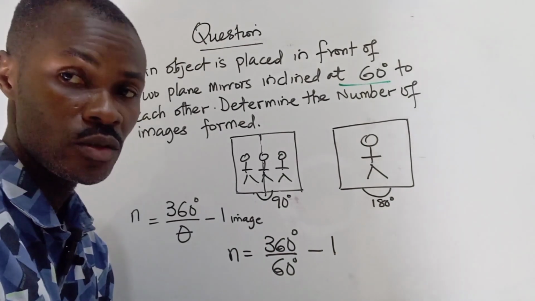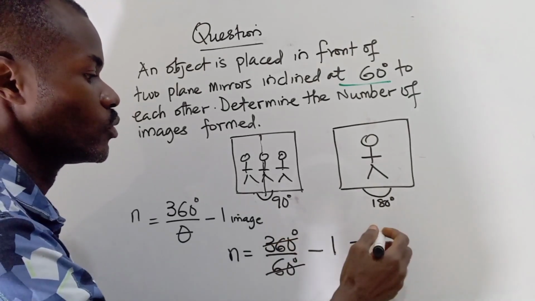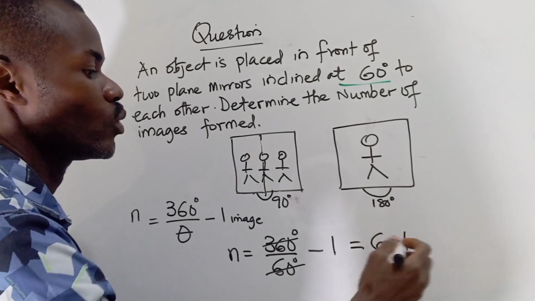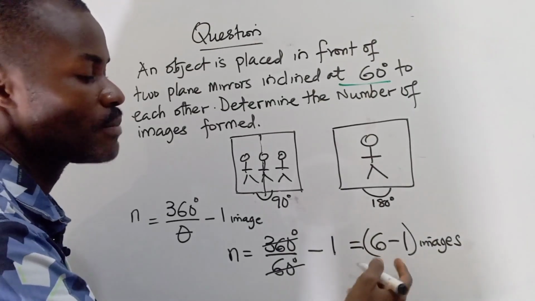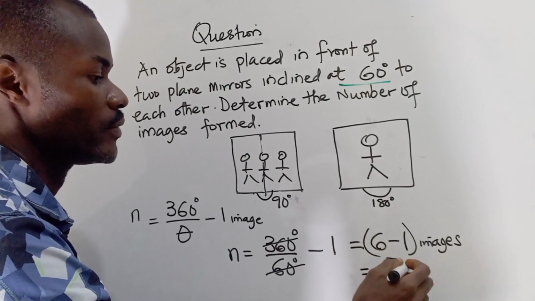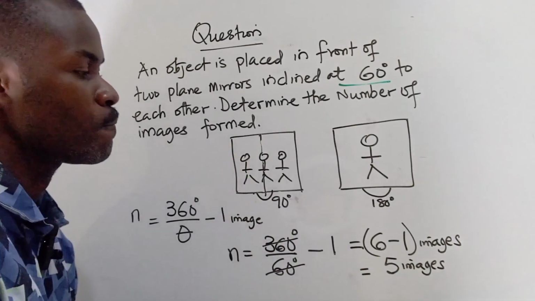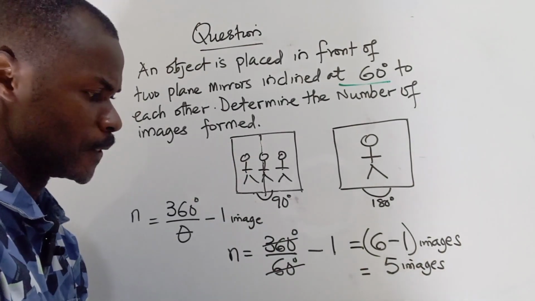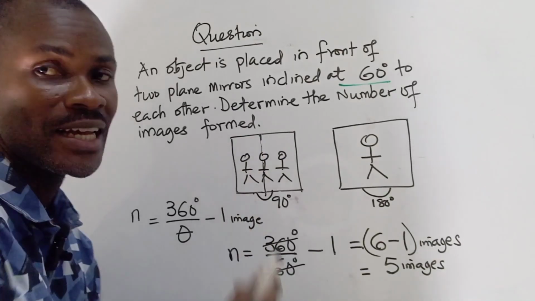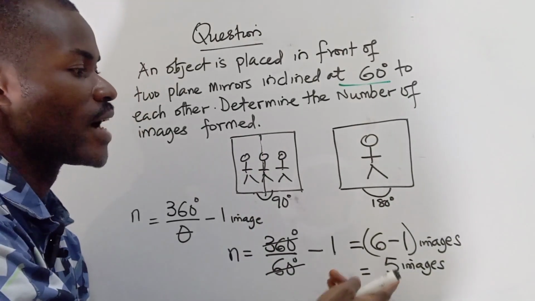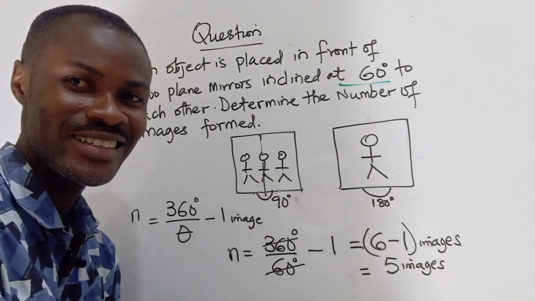The 1 usually stands for one image. So this cancels this, we know it's 6, so 6 minus 1 gives us 5 images. So for the two plane mirrors, if the mirrors are inclined at 60 degrees, you are going to see 5 images. So that gives us the solution to questions like this in physics.